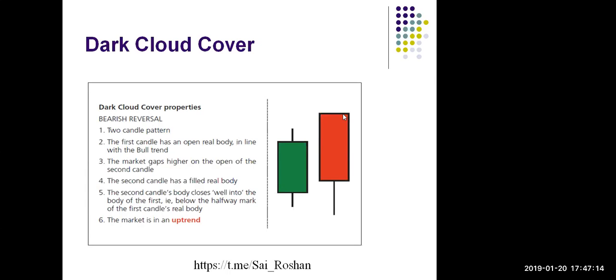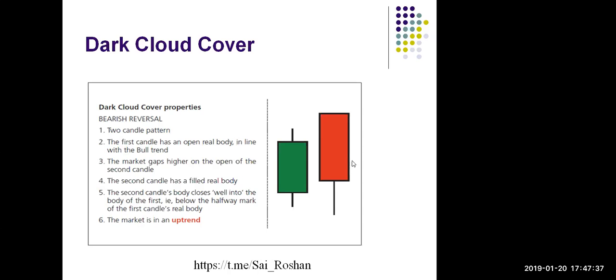So what you have to do here is mark the half of the first candle, and you could see here that the second candle's closing is way below the half of the first candle. If you can find this at the top of an uptrending market, this indicates a bearish reversal, and the name of this pattern is dark cloud cover.